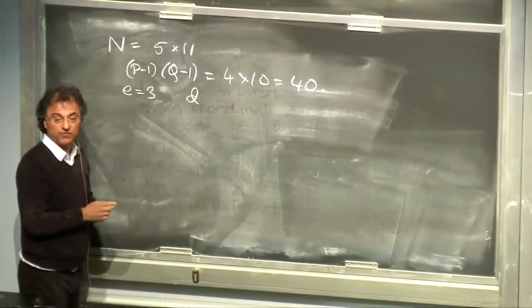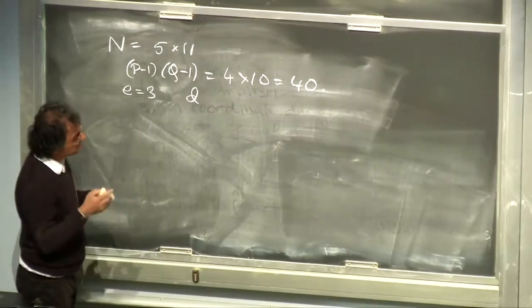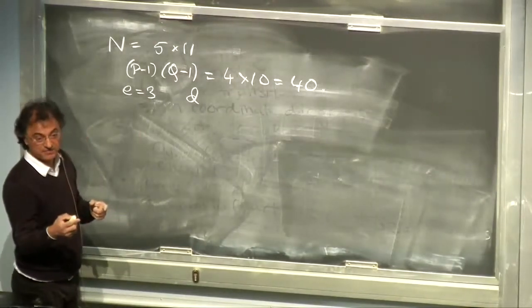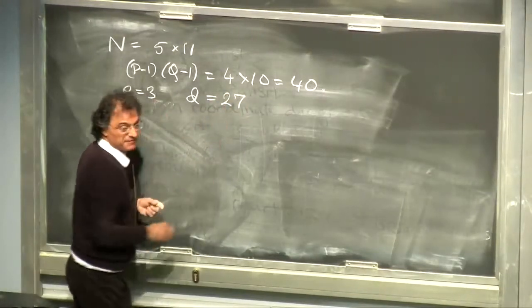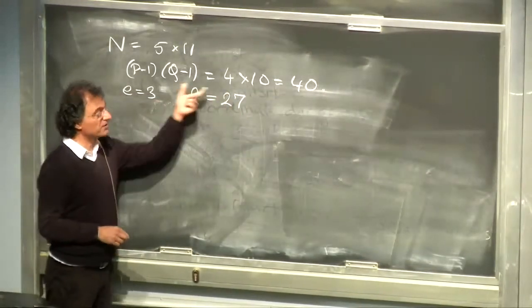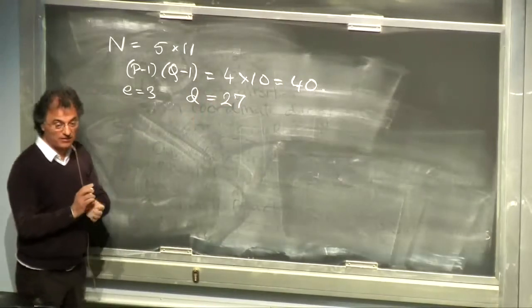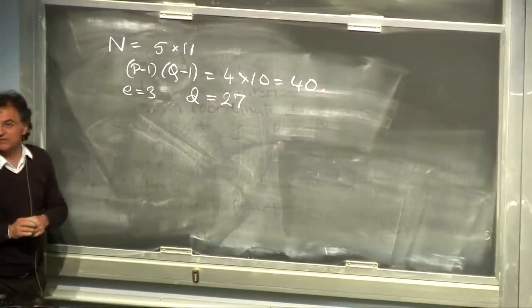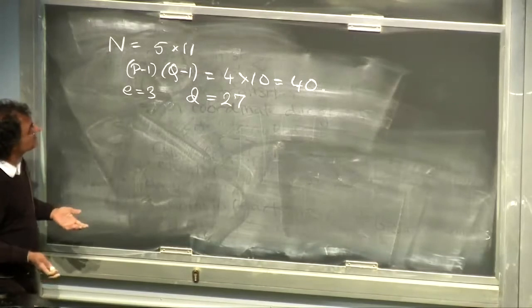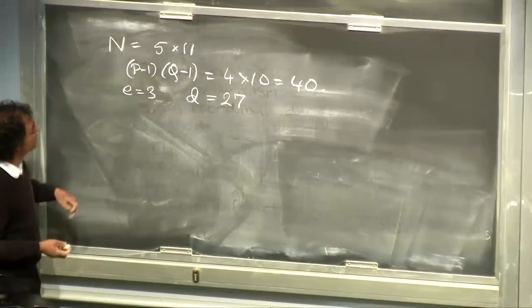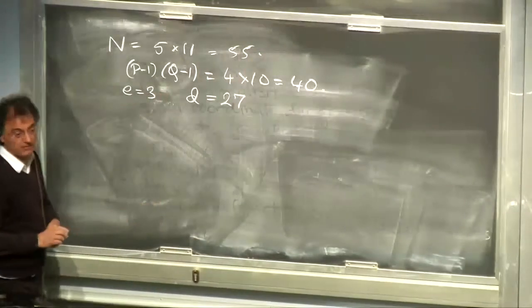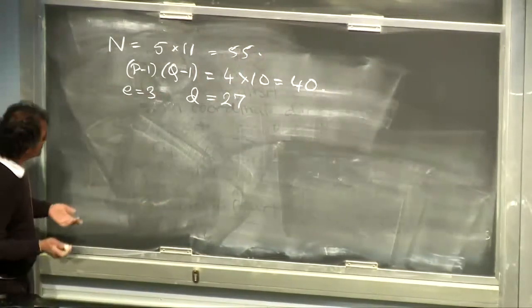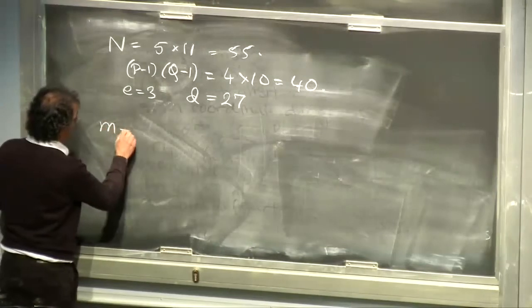What's 3 inverse mod 40? Well, 3 divides 81. Okay, and so d is 27. Right? 27 times 3 is 81, which is 1 mod 40. Okay? So now, if you choose some message, you choose a message mod 55. Okay? So you choose some message m equal to 7.